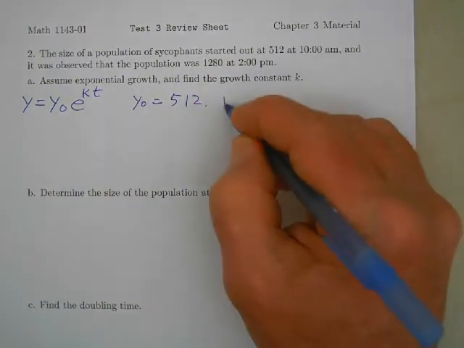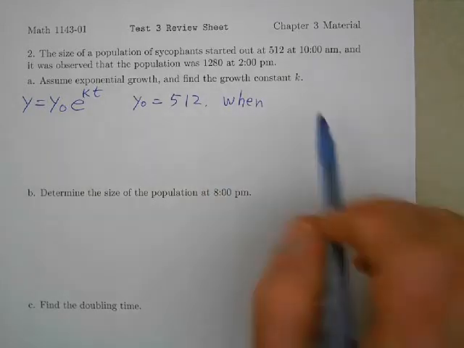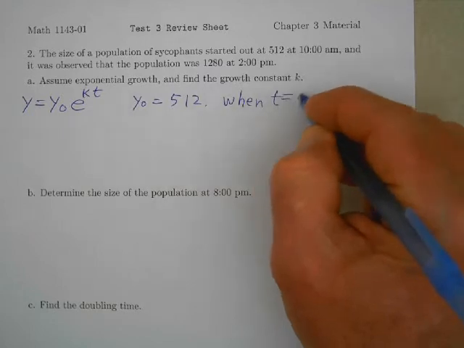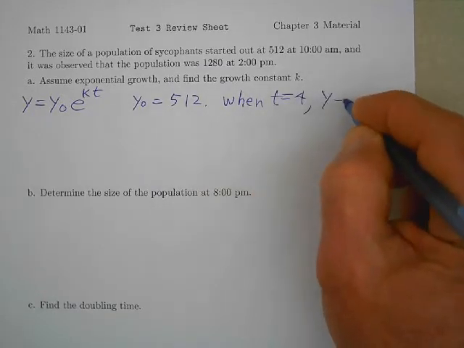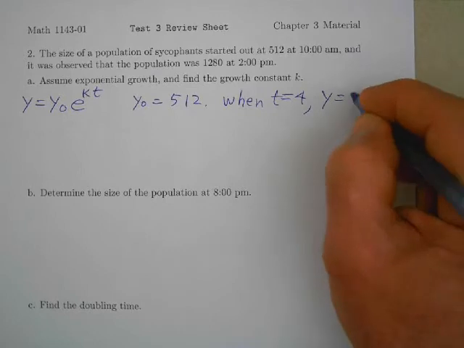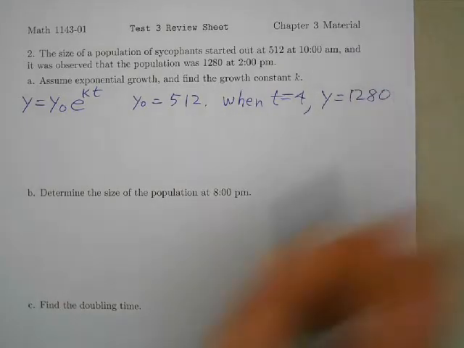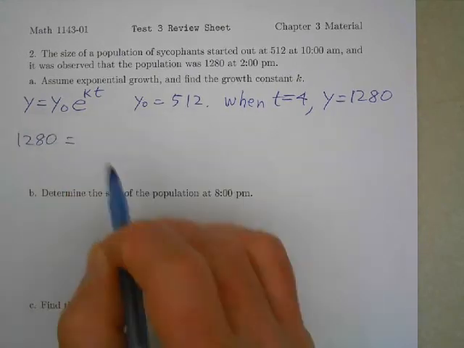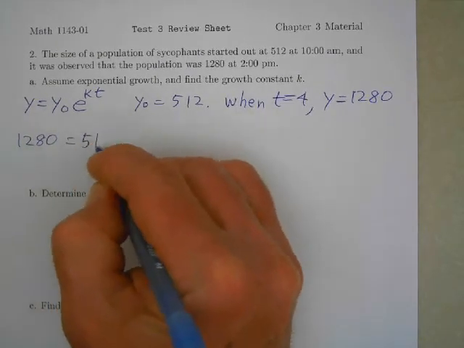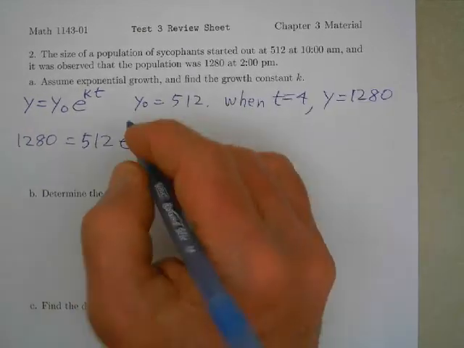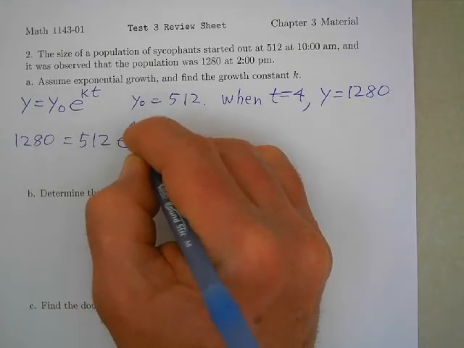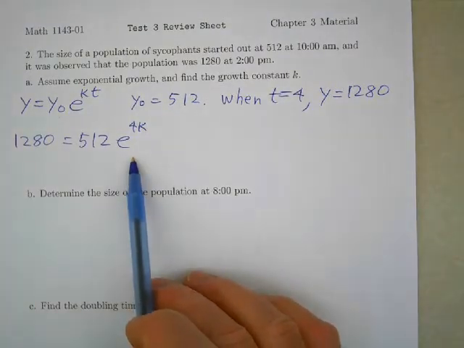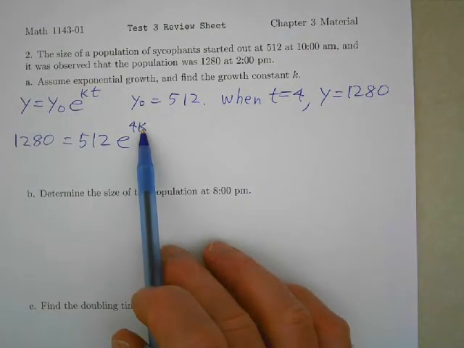And we're told that when t is equal to 4 hours, from 10 a.m. to 2 p.m., that's 4 hours. When t equals 4, the population has grown to 1280. So we're going to replace y with 1280. The initial population is 512. And when t is 4, we have e to the 4k. And then we're just going to solve this equation for k to get the growth constant k.